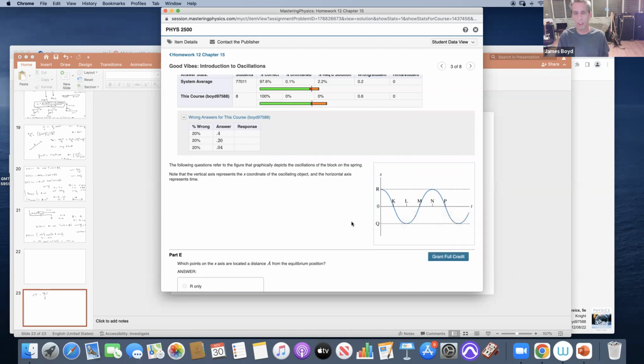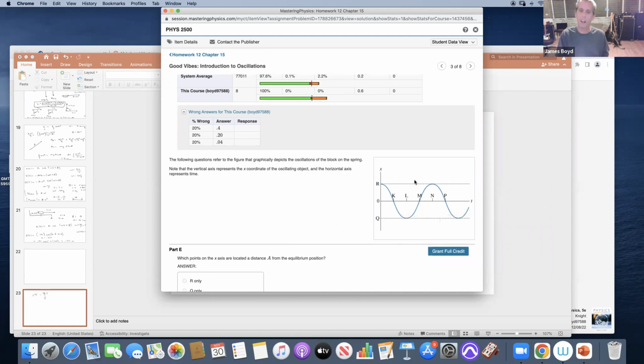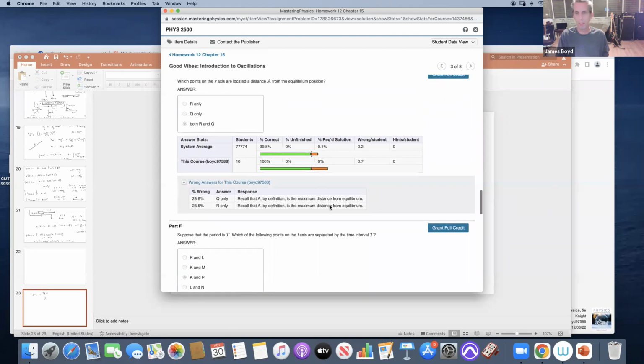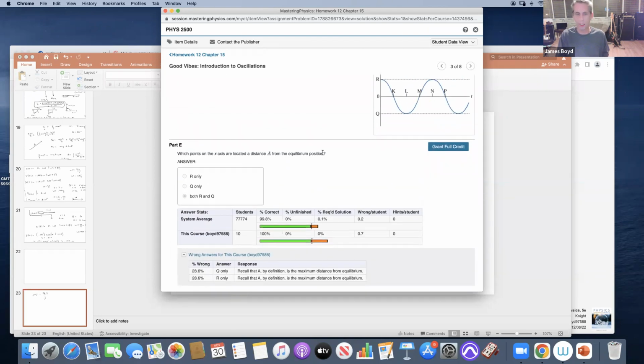I know that's not a choice. K to P would be 1. L to whatever this would be. M would actually be a sine wave. L would be an upside down cosine wave. K to N is an upside down sine wave, and K to P is an upside down sine wave. And R to N is a right side up cosine wave. But what they want to know is K to P, the total distance.